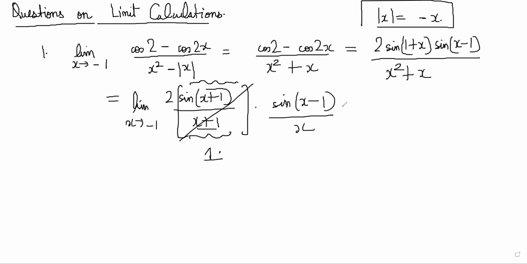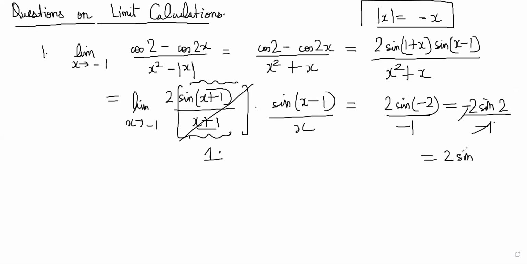When you put minus 1, there is no problem: 2 sine(minus 2) by minus 1, which is minus 2 sine 2 by minus 1. So basically 2 sine 2. This is the way that I want you guys to solve.